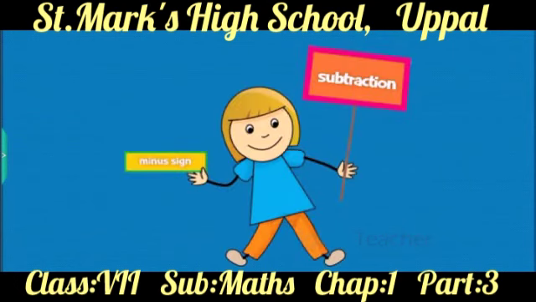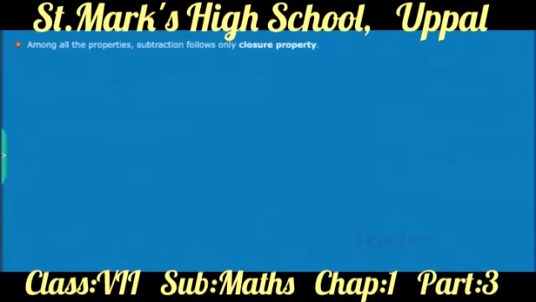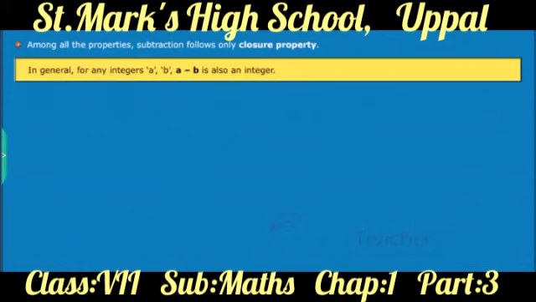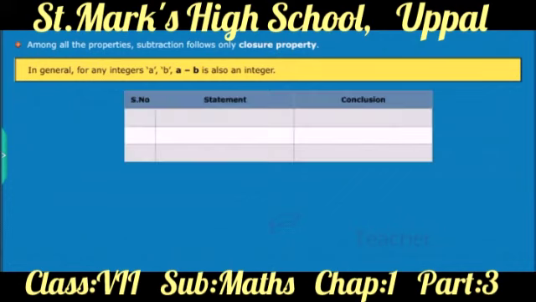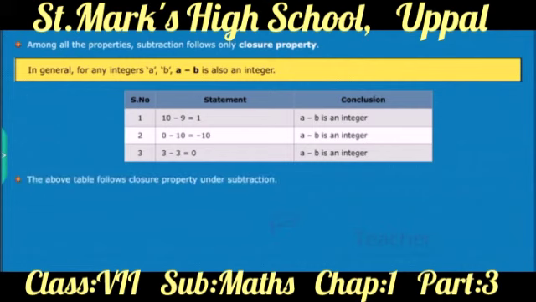Here we will learn about the properties of integers under subtraction. Among all the properties, subtraction follows only closure property. Closure property defines that for any integers a and b, a minus b is also an integer. In the first statement, 10 minus 9 is equal to 1, and it concludes that a minus b is an integer. The same holds for the second and the third statements as shown in the table. Therefore, the above table follows closure property under subtraction.